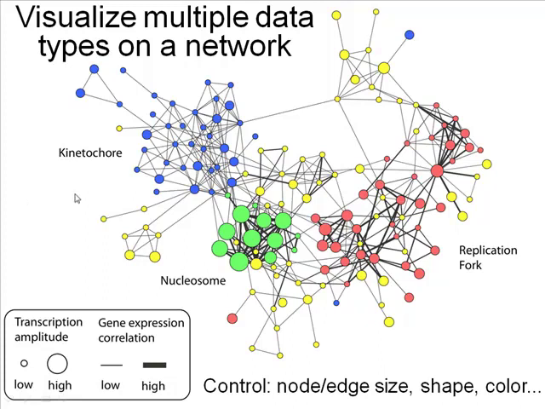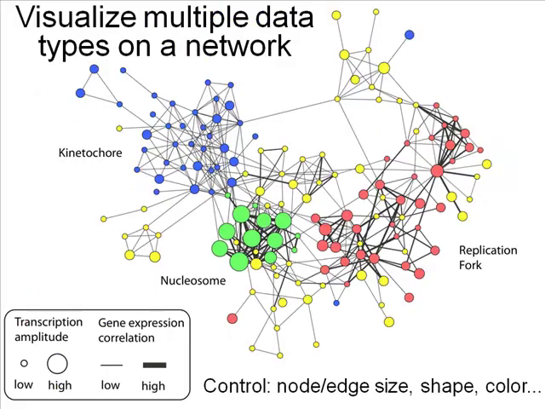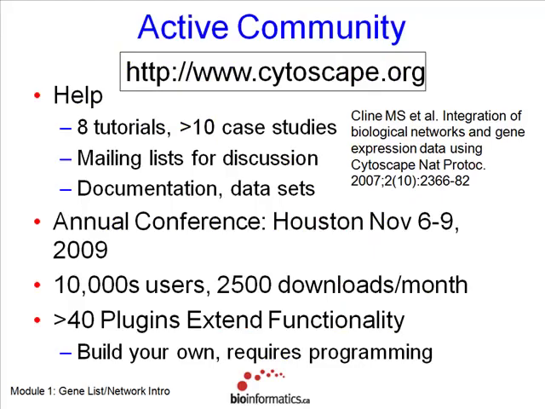So Cytoscape, you can use it to make figures like this, and we'll show you how to do that in the lab and also tomorrow afternoon, and you can try it yourself. I guess that's one of the main advantages of Cytoscape: network visualization. The other main advantage is that there's a large active community around the software, which has developed a lot of help documentation and tutorials, different case studies. There's a mailing list for discussion and different data sets that you can try out.